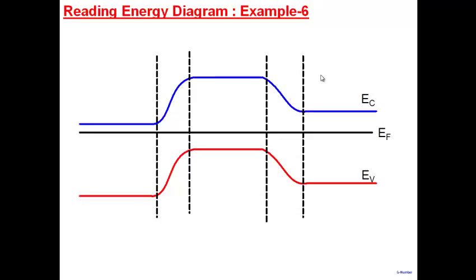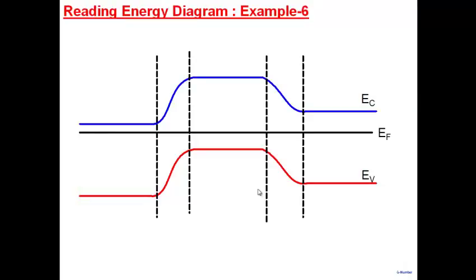Lots of energy diagrams. What is this energy diagram of? N, P, and N, right? So it's an NPN transistor. That's what the energy band diagram is here, right? So anyway, we'll look into these things in more detail.